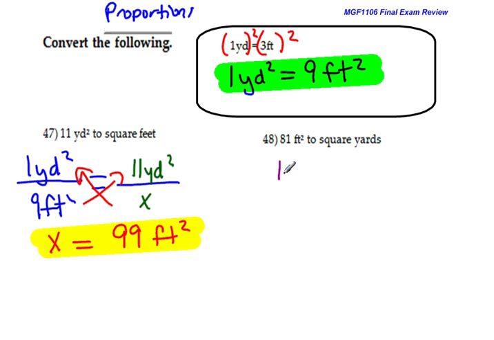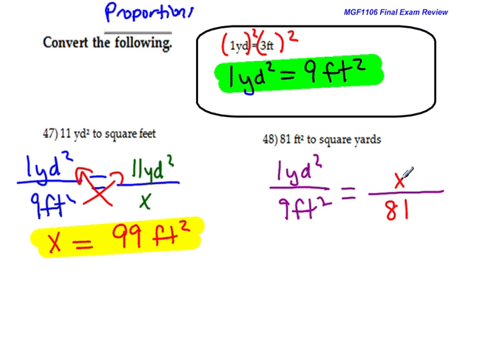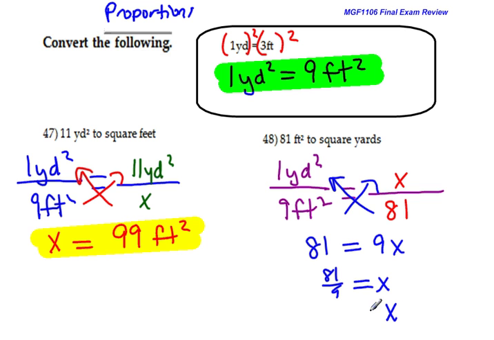Going to number 48. The conversion factor is still the same. 1 yard squared equals 9 feet squared. The difference here is what is given to us. We are given the 81 feet squared. The feet squared is in the bottom, so we put the 81 here. We want the yard squared, so we put those in the numerator. We will cross multiply. 1 times 81 is 81. 9 times x is 9x. Divide both sides by 9. X equals 9. And again, in this case, yards squared are my units that I want. You have to use the conversion factor of yards squared to feet squared to do this problem.